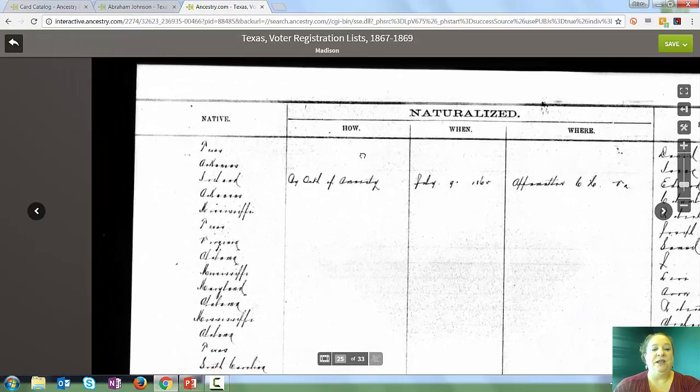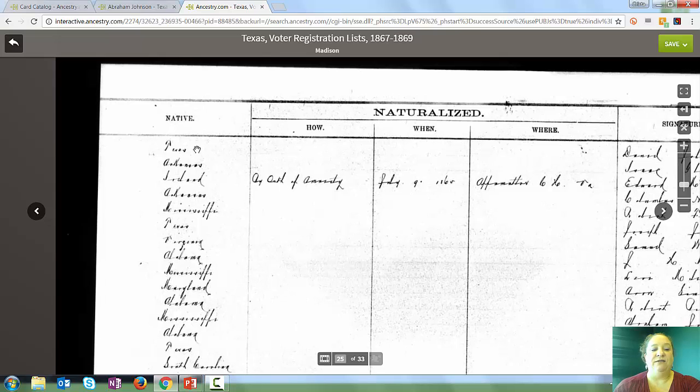So we see here where they are a native of, in this case, what state or country this individual was born in. Then again, you see that naturalization information. We've got this individual born in Ireland who became a citizen by oath of amnesty, which is a little bit different than the typical process of naturalization, declaration of intent, and then naturalization. There's a clue here about why he got that.